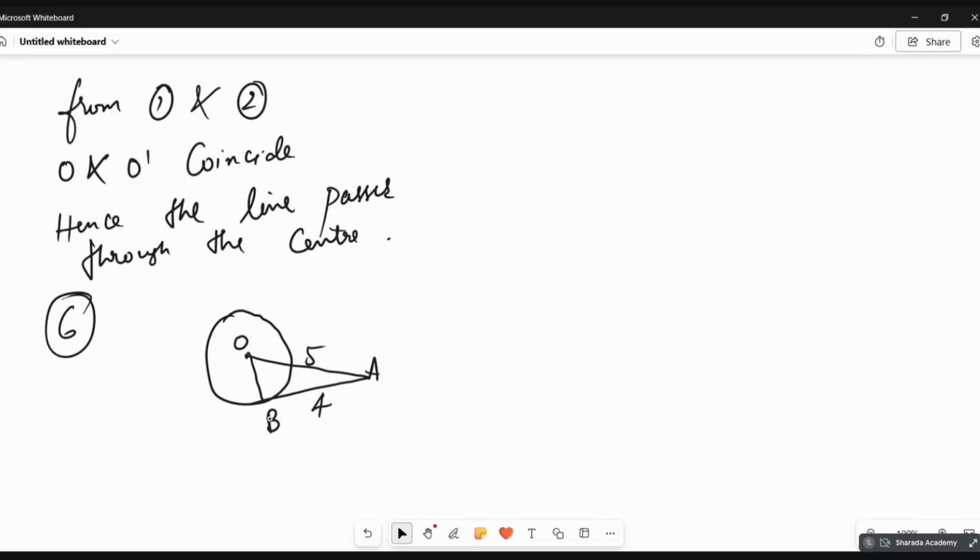Find the radius. How much will you get? 3. Okay. See, the tangent is given and the distance of the point from the center is 5. So what is OB? It is 3 centimeter by Pythagoras theorem you will get. So here, OB is always perpendicular to this, 90 degrees you will get.